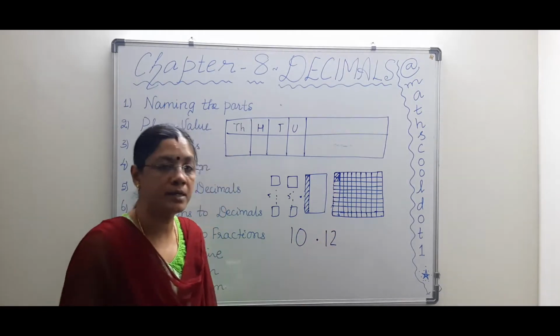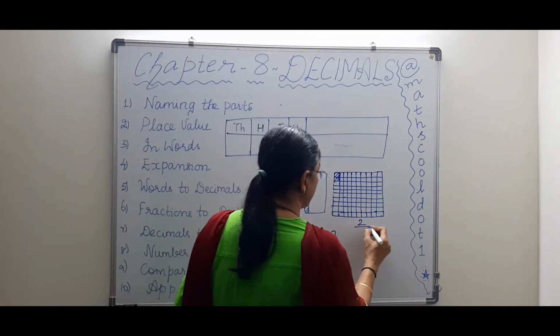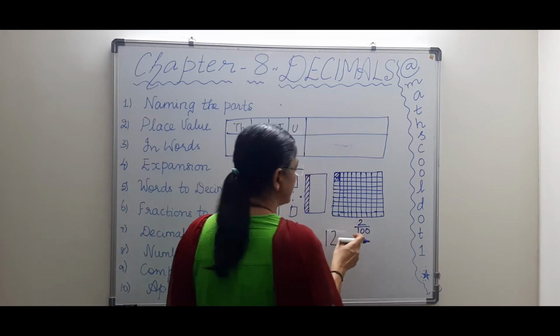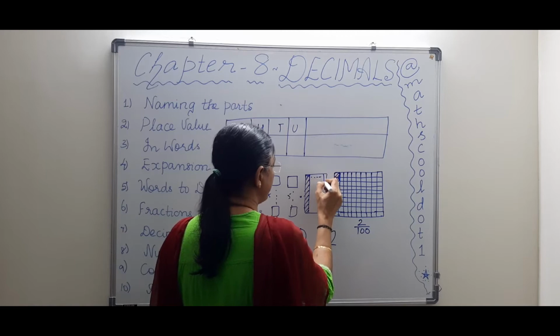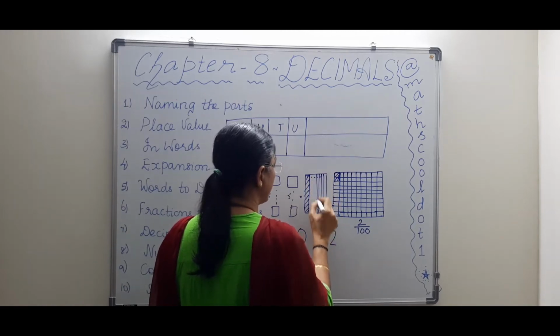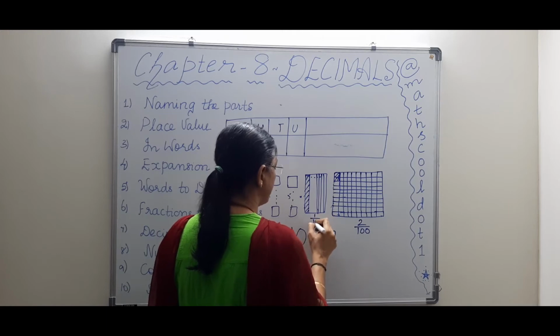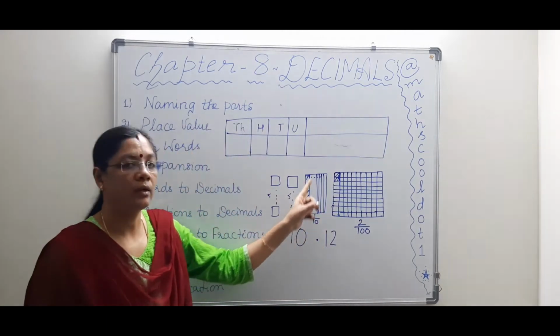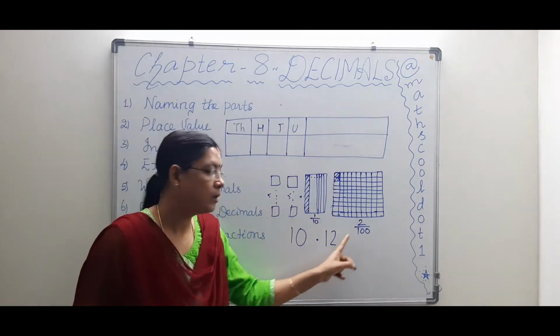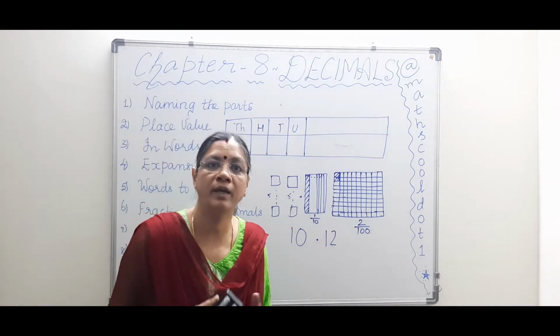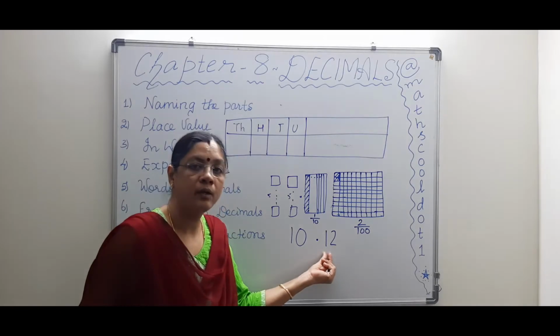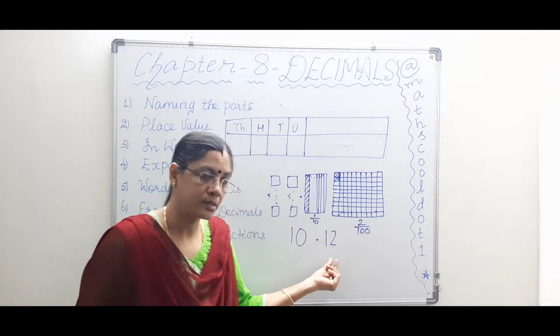So how can I write this? I can write this as 2 by 100. That is, out of 100, only 2 are shaded. Here, imagine that you have 10 equal parts. Here 1 divided by 10. So 1 by 10, 1 out of 10, I write 1 here, 2 out of 100, I write 2 here. So by this time you would have guessed what is the place value of this number and what is the place value of this number.